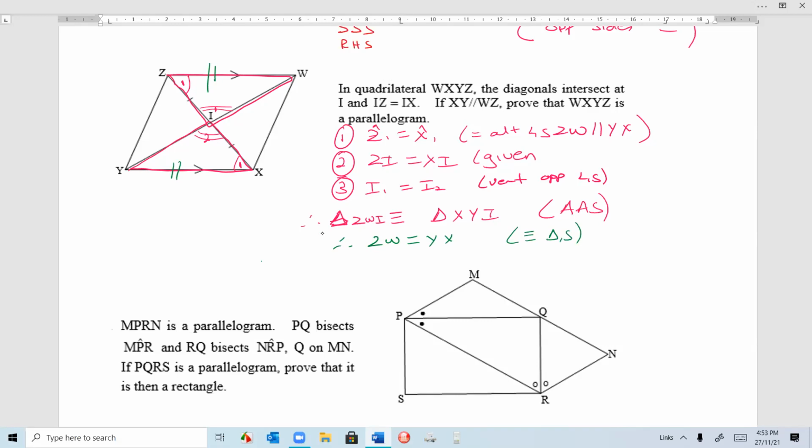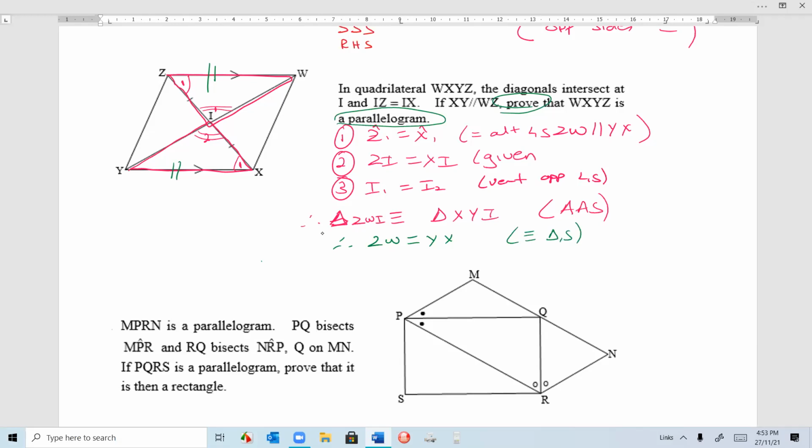Can you also say the reason is because the diagonals bisect? No, it's not a parallelogram. You're proving it. Why are you trying to prove it's a parallelogram if you're going to tell us that it's a parallelogram? You can't use that fact because it's not a parallelogram. We want to prove it's a parallelogram. Do you understand the difference?